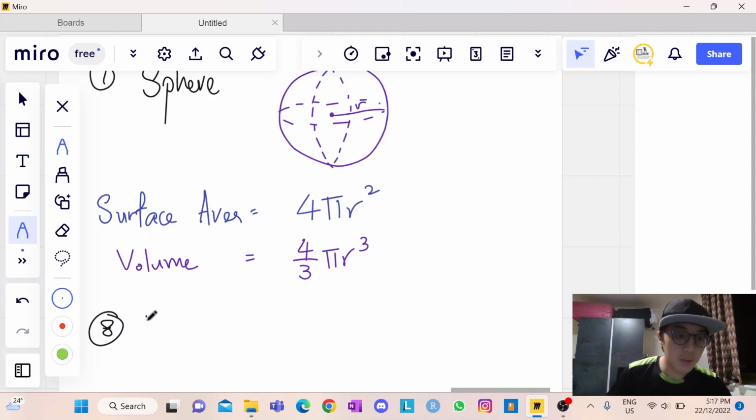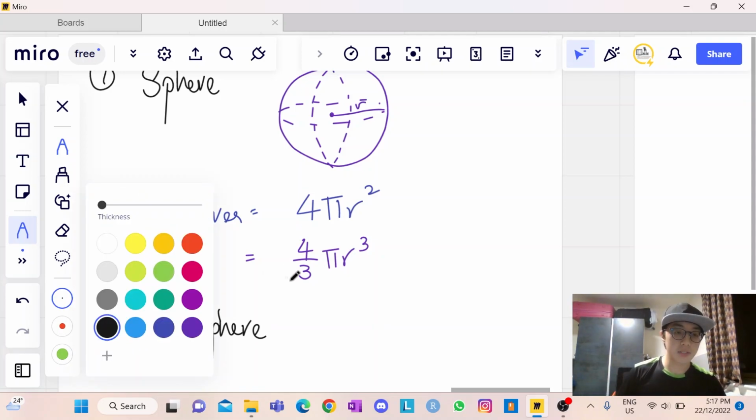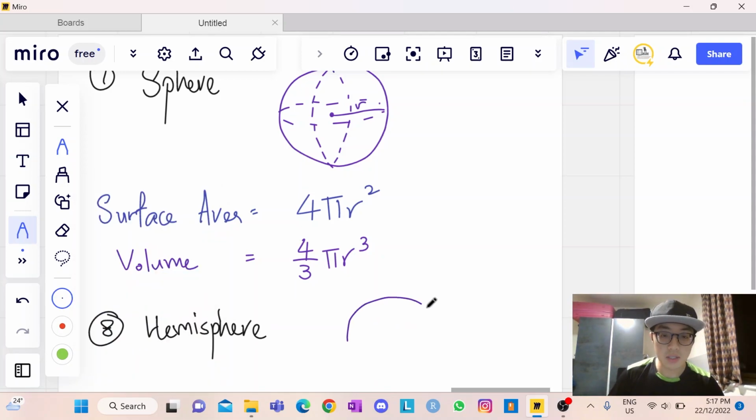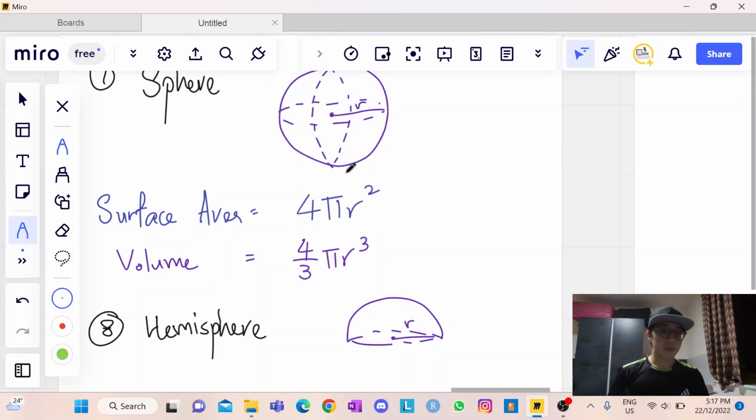So after sphere, we have hemisphere. Hemisphere is basically a semi-sphere, right? Like the circle, we have a semicircle. So hemisphere is basically a sphere cut into half, all right? However, the tricky part is the surface area is not cut into half, all right? Because the surface area of a sphere is 4 pi r squared. When you cut it to half, this part right here is 2 pi r squared, correct? But, all right, there's a but.